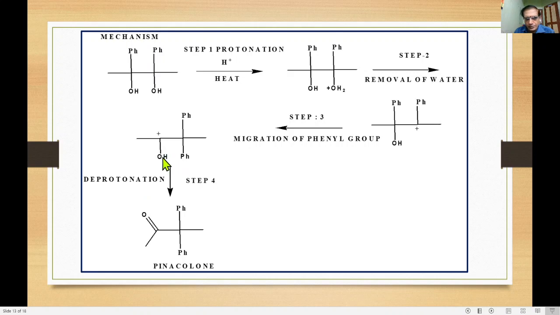See your OH bond here, O and H having a single bond. This bond migrates toward this so that the H plus ion moves out from the reaction and makes a carbonyl compound. So we are making an enol into a ketone. So this is the pinacolone coming over here.